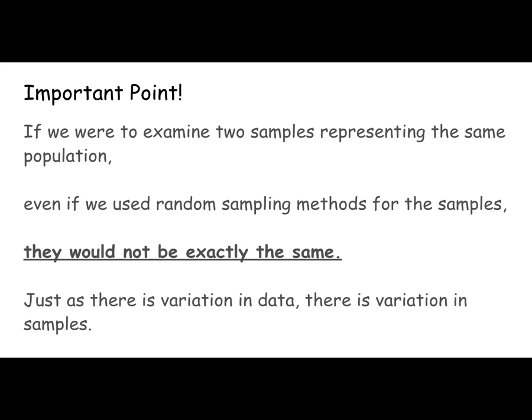An important point: if we were to do the same study twice and took two random samples, we would expect two different groups of people. That's what random sampling means. So we're expecting variation in our samples, and we're not going to get identical groups of people every time just by doing a random sample.